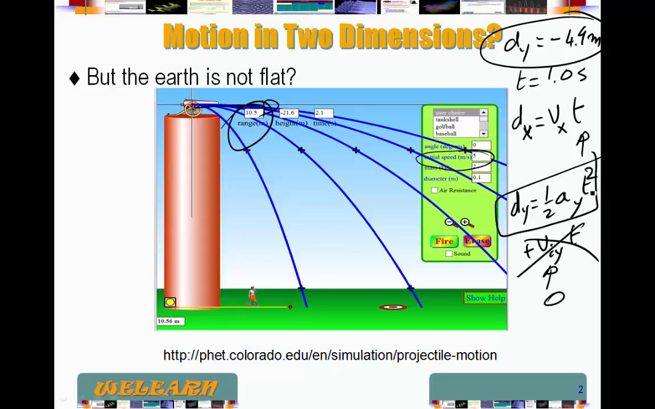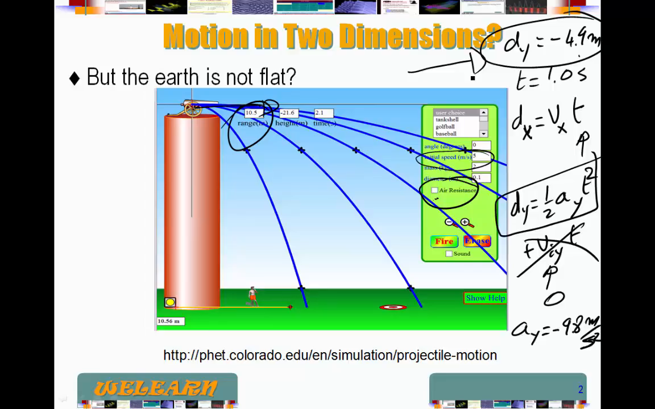And a sub y, since our projectile is in free fall, we are ignoring air resistance. We didn't check the air resistance here. Now, in that case, my acceleration along the y is going to be just minus 9.8 meters per second squared. If you plug in minus 9.8 here for a sub y, and plug in 1 second for t, you'll get minus 4.9 meters, the way we have observed in the simulation.